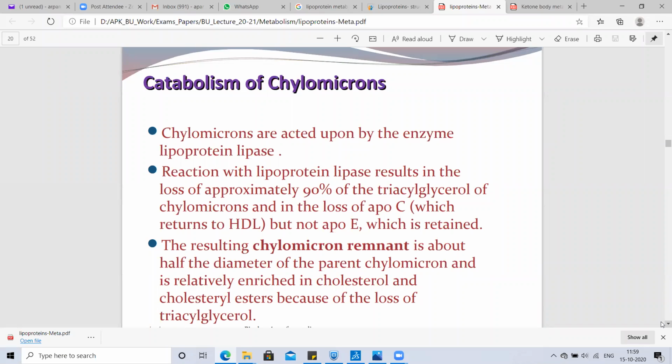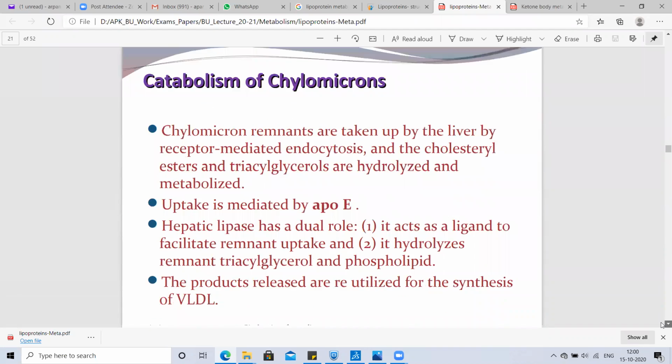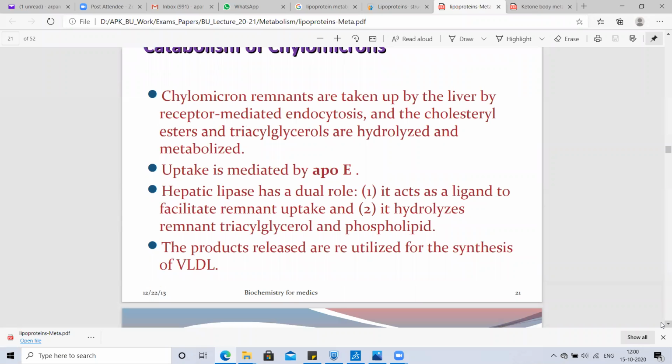The resulting chylomicron remnant, which consists of ApoE, is about half the diameter of the parent chylomicron and is relatively enriched in cholesterol and cholesterol esters because of the loss of triacylglycerol. So these chylomicron remnants are basically taken up by the liver by receptor mediated endocytosis, and the cholesterol esters and triacylglycerols are hydrolyzed and metabolized. This uptake is basically mediated by ApoE.